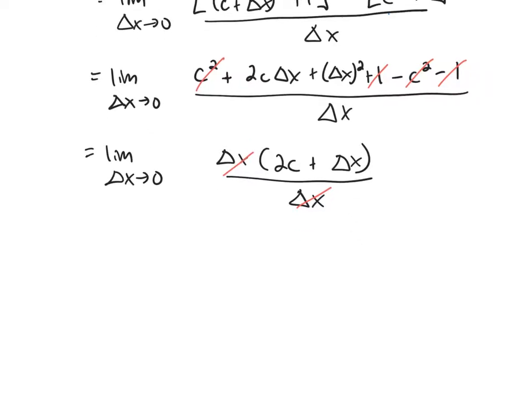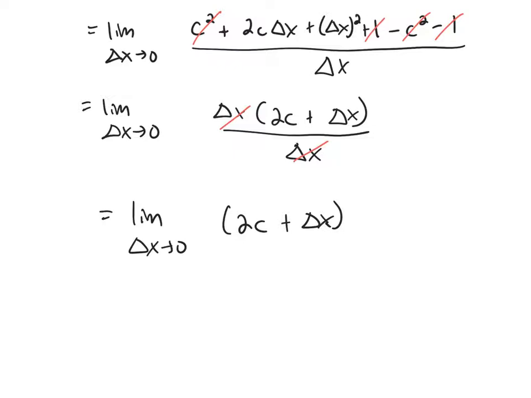So I'm left with the limit as delta x goes to 0 of 2c plus delta x. Now, because I no longer have a fraction, I can plug in delta x as 0 and just get 2c. And that's the slope of the tangent lines of the graph.